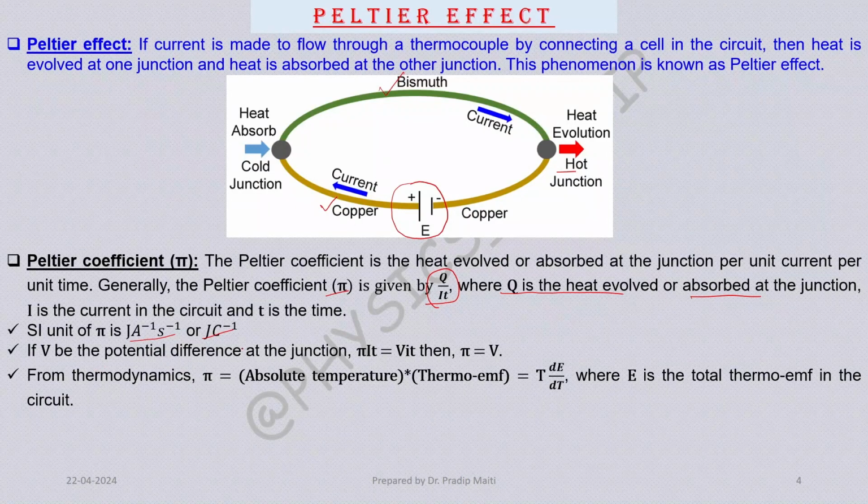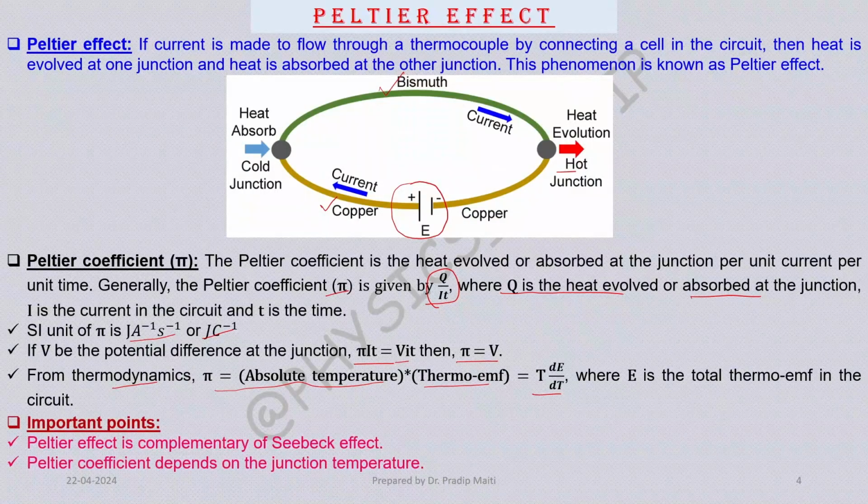If V is the potential difference at the junction, then pi IT equals VIT. From it we can find that pi equals V, and also from thermodynamics, pi equals absolute temperature into thermo EMF. That is, Peltier coefficient equals absolute temperature into thermo EMF. As we know, the thermo EMF is given by dE by dT. So the Peltier coefficient will be pi equals T into dE upon dT, where E is the total thermo EMF in the circuit. Now here are two important points: the Peltier effect is the complement of the Seebeck effect, and the Peltier coefficient depends on the junction temperature.